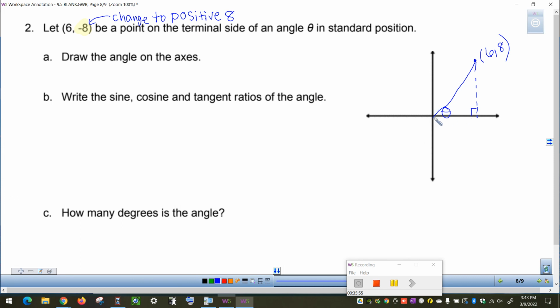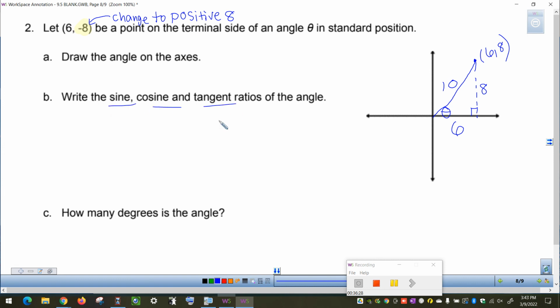So what is this side line? Like how did you label that? That's the x value. That's 6. So what is this side line? 8. And what did you get when you solved for the hypotenuse? This is going to be 10. So this is just a Pythagorean theorem problem to get your hypotenuse. A squared plus b squared, 36 plus 64 equals 100. We square root that, and we get the hypotenuse of 10.